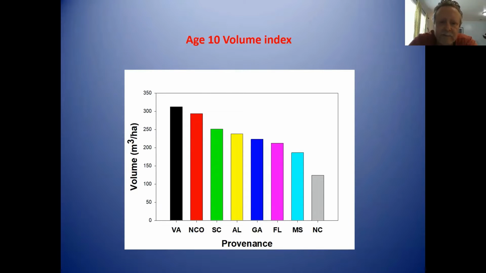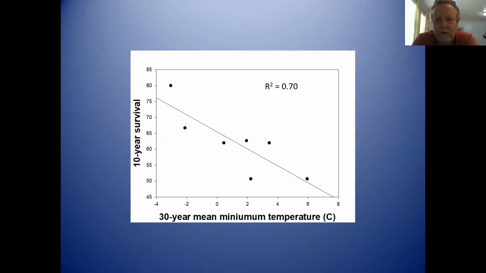The second highest comes from that North Carolina seed orchard. But this really struck me because I just did this the other day, and I had to do it a few times because I actually didn't believe it. I thought I must be doing something wrong, but if you look at 10-year survival and plot that versus the 30-year minimum temperature, it's pretty amazing because survival decreased linearly at an R² of 0.7 with temperature.